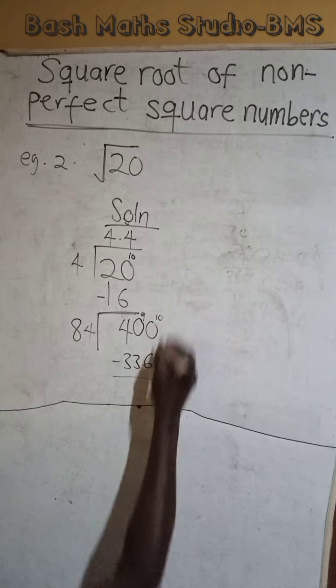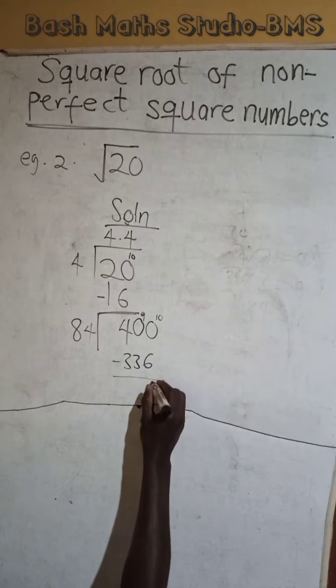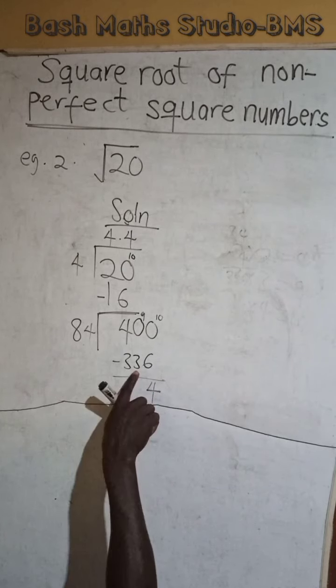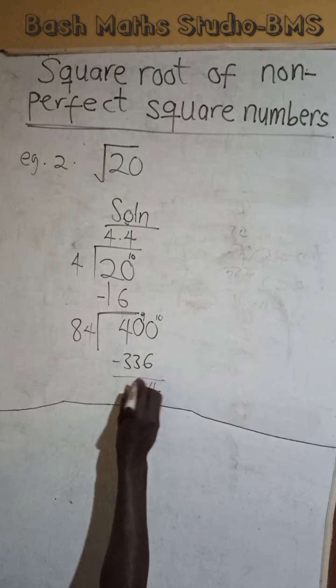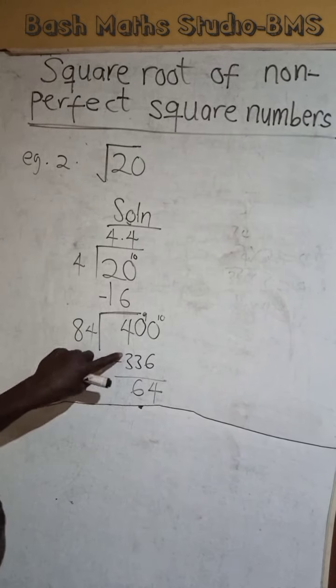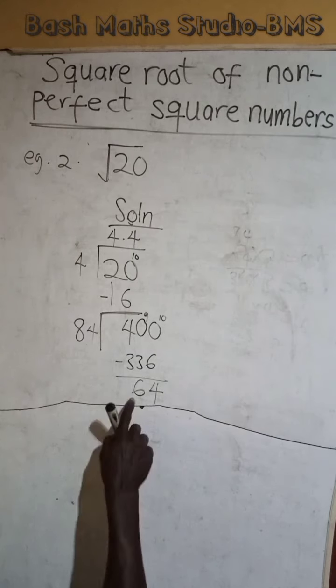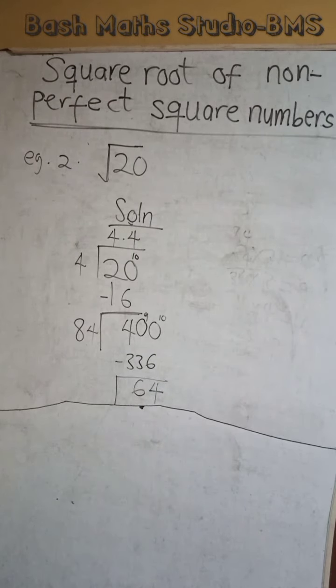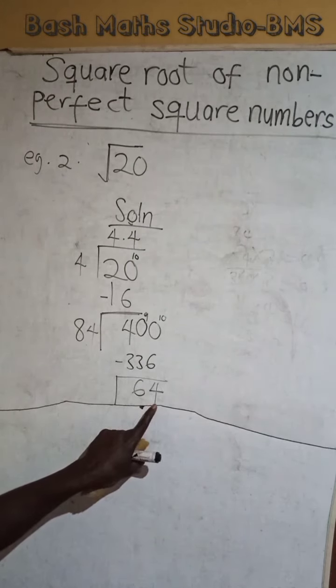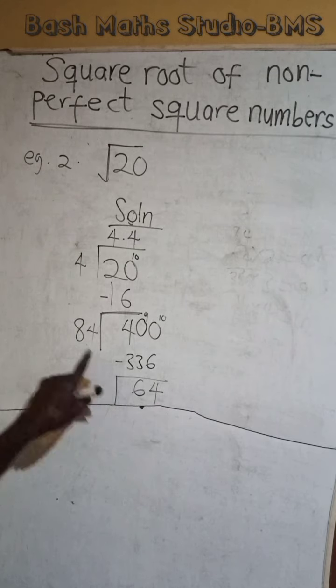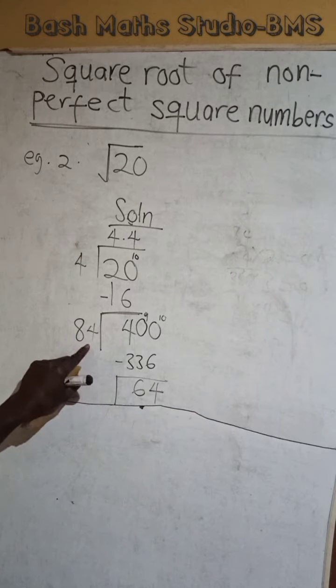We subtract 6 from 10, you get 4. Then you subtract 3 from 9, you get 6. And this is left with 3. 3 minus 3 is 0. So we are left with this number. Now we have the new number to be 64, and then the divisor is 84.